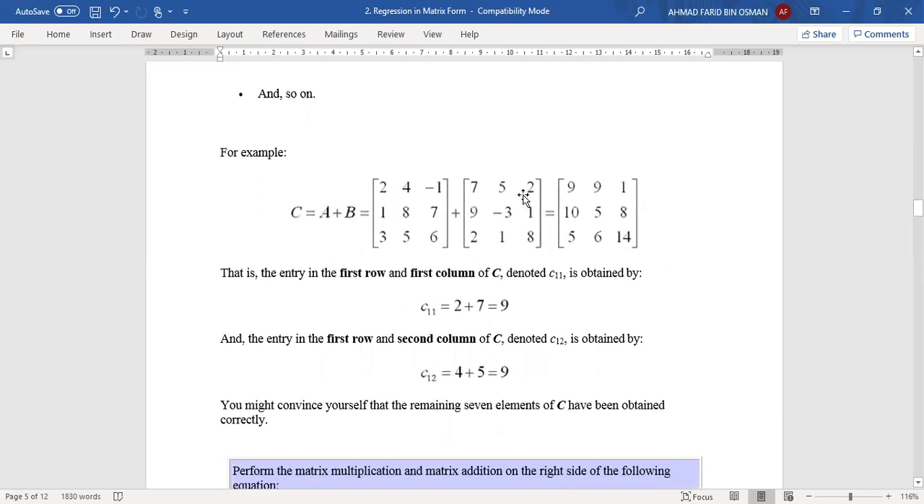For matrix addition, you just simply add. So this plus this, you get 9. 4 plus 5, you get 9. Negative 1 plus positive 2, 1. And so on.